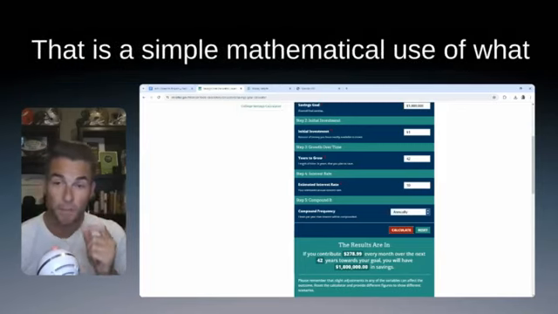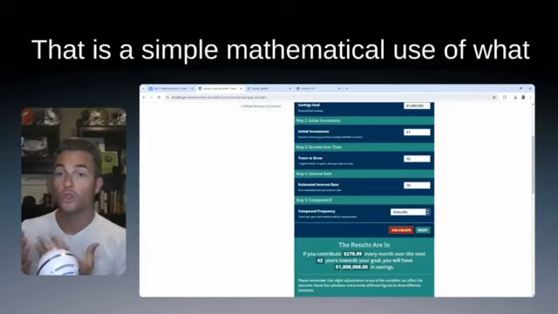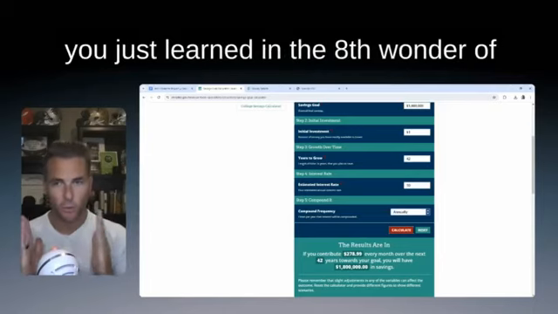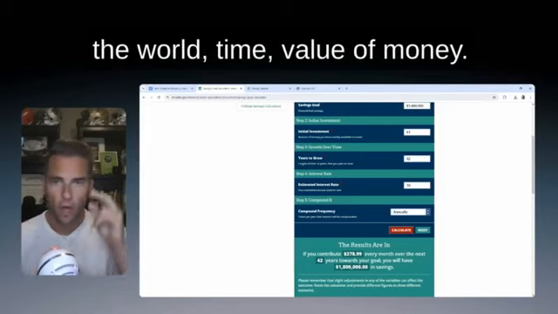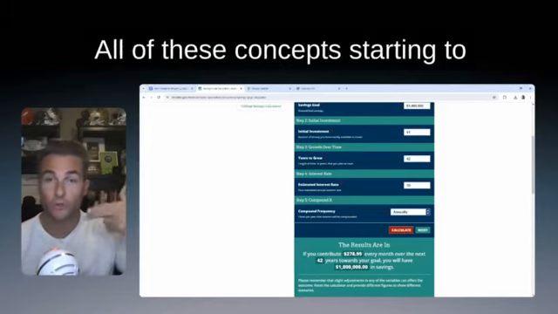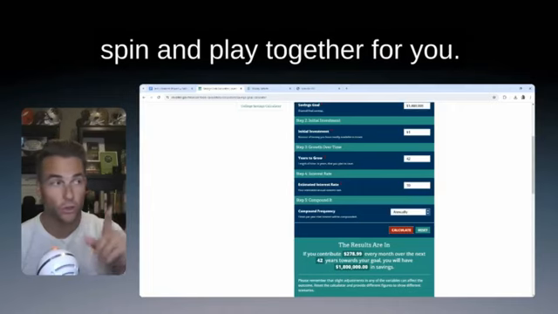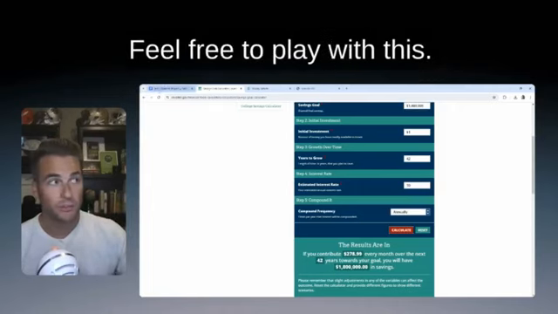That is a simple mathematical use of what you just learned in the eighth wonder of the world, time value of money, all of these concepts starting to spin and play together for you. Feel free to play with this.